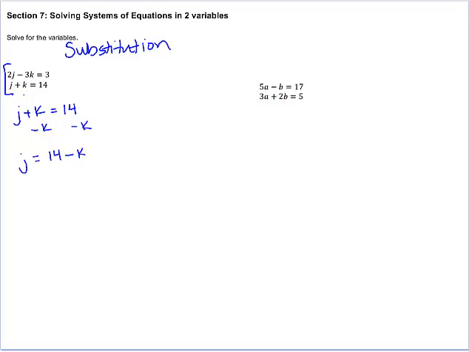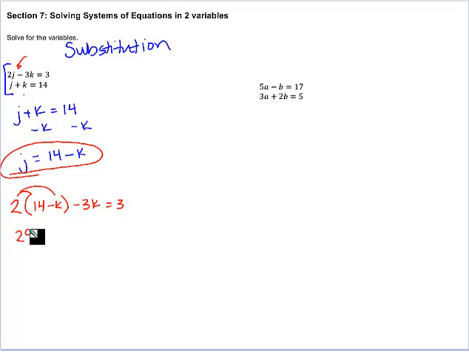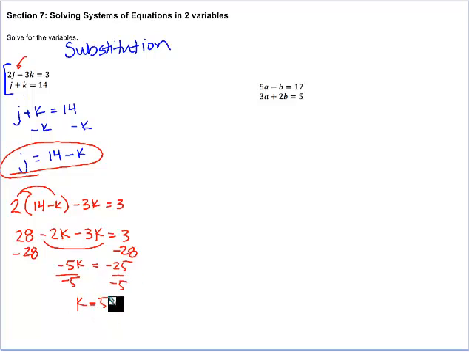Now if j is equal to 14 minus k, in this first equation, instead of j there, I'm going to replace it with 14 minus k. So we'll have 2 times 14 minus k minus 3k is equal to 3. Now I can solve for k. So start by distributing the 2. 2 times 14 is 28, minus 2 times k is minus 2k, minus 3k is 3. So I have to subtract the 28 to the other side and combine our negative 2k minus 3k to get negative 5k equals negative 25. Divide by negative 5, so k is positive 5.